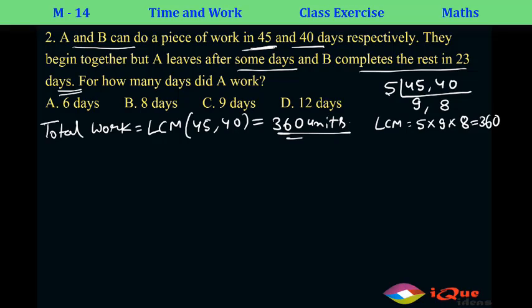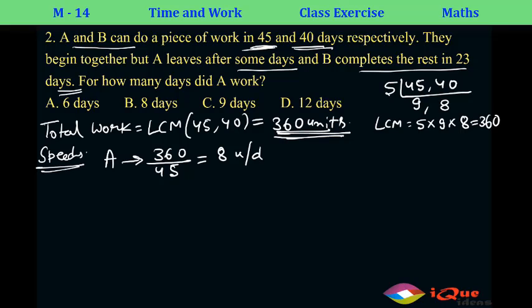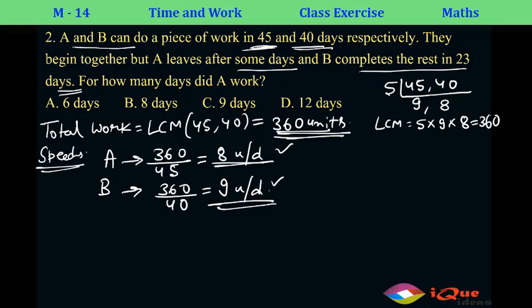Now this means that A can do 360 units in 45 days and B can do 360 units in 40 days. So from here we can get the speeds or the rate of work. So speed of A will be 360 divided by 45, which is 8 units per day. And speed of B will be 360 divided by 40, which is 9 units per day. So what we have now? We have the total work and we have the individual speeds of A and B.